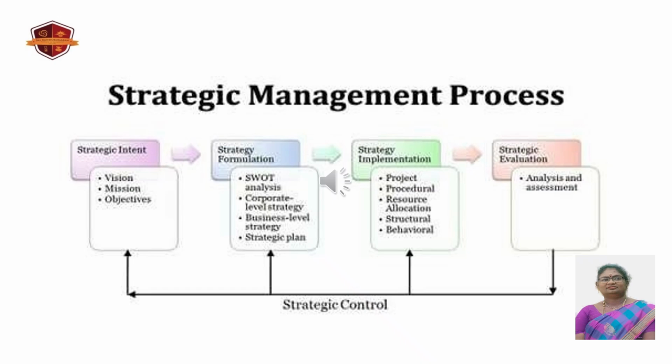Next process is strategic implementation. Strategic implementation includes the project, procedure, resource allocation, and structural behavior. Project is the various projects involved in each and every organization. What all the projects each organization has to be concerned with. Next one is procedural. Procedures include the step-by-step process involved in all the projects.